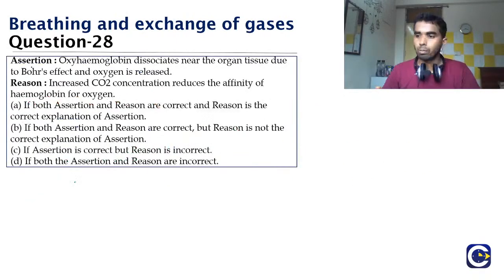Okay, now coming to some assertion and reason type questions. The assertion is: oxyhemoglobin dissociates near the organ tissue due to Bohr's effect and the oxygen is released. Reason: increased carbon dioxide concentration reduces the affinity of hemoglobin for oxygen. Option A, both assertion and reason are true, and the reason is the correct explanation. Option B, both are true, but the reason is not the correct explanation. Option C, assertion is correct but the reason is incorrect. And option D, both assertion and reason are incorrect.